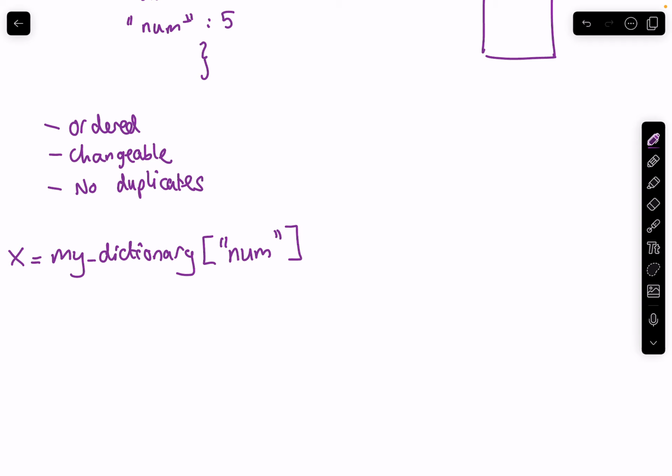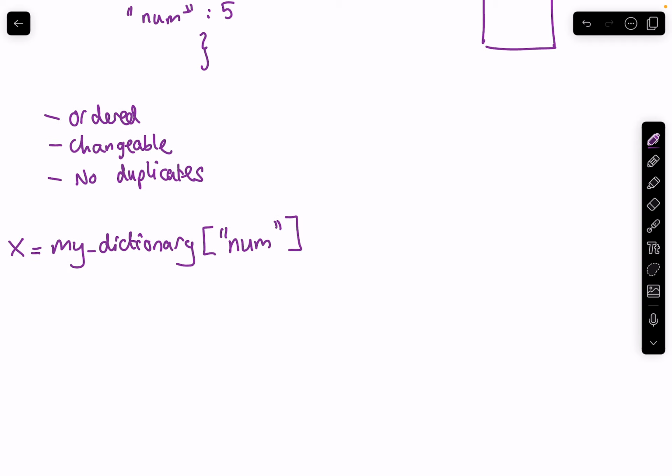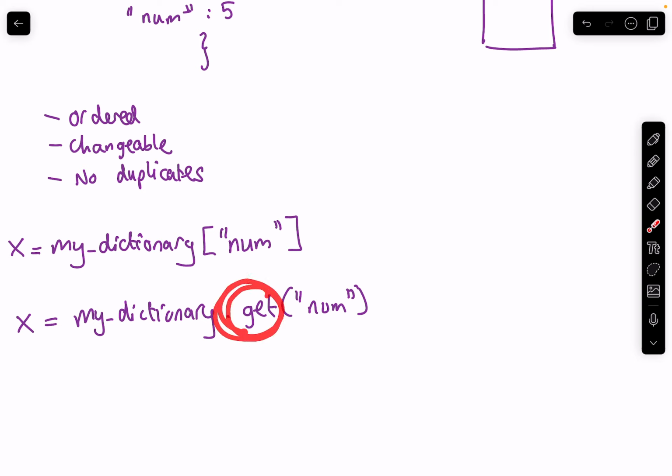We can also use the .get method, and then we just pass in the key inside of these round brackets, and that returns the same result. But the square bracket version will return an error if the key doesn't exist. So there are reasons to use each.